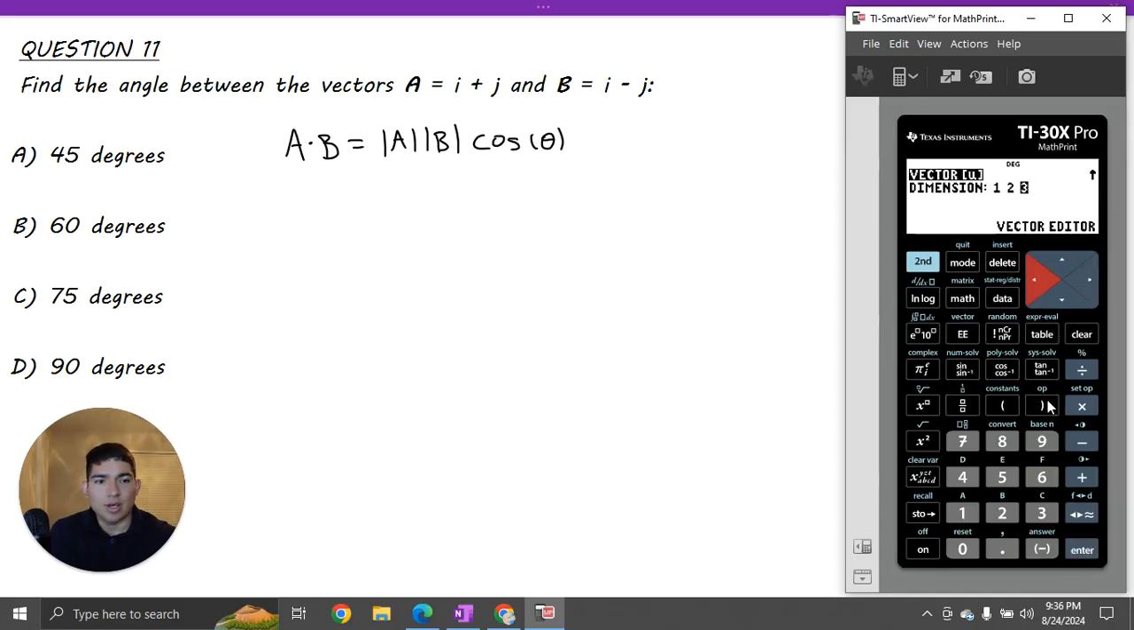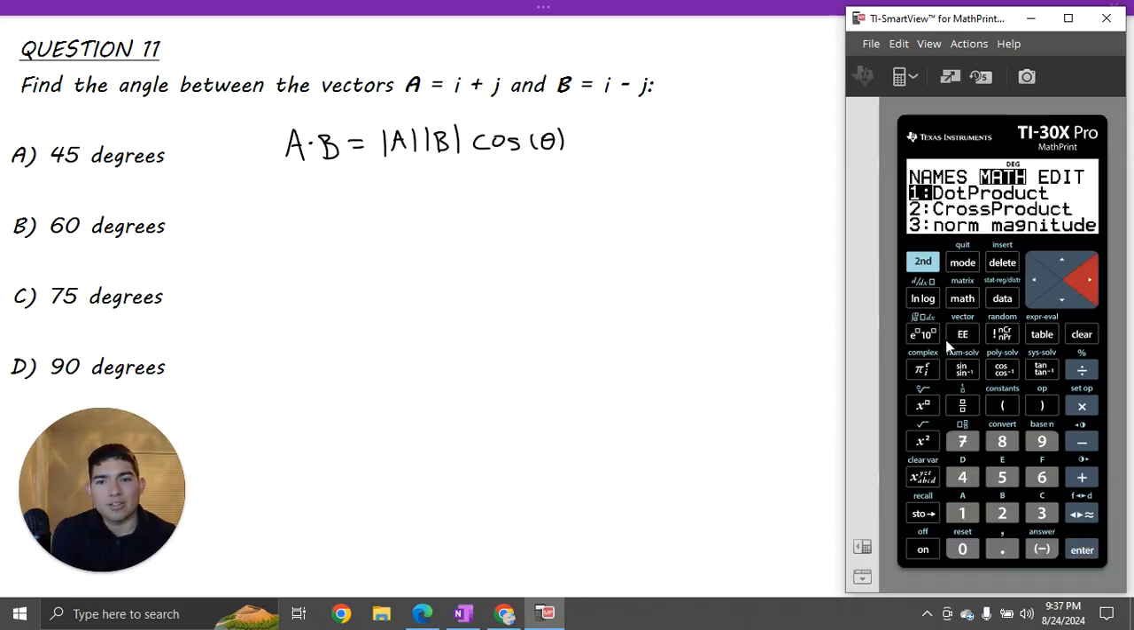In this case, we have a vector in 2 dimensions for this first one, and it's going to have components 1 and 1 for vector A. Then let's put in our next vector, which is B. This one's going to also have 2 dimensions, and it's going to be 1 and -1 for the components.